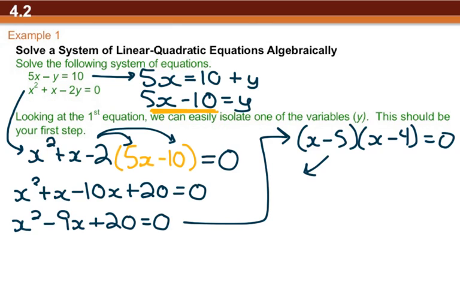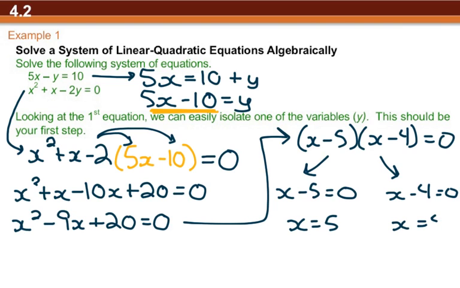We split this off because we know that either x minus 5 equals 0 or x minus 4 equals 0, which tells us that x is 5 or x is 4. Now, what separates the system of equations from just solving a quadratic equation is, in a quadratic equation, this would be the end. Why? We were only given 1 variable in a quadratic equation. In a system of equations, we're given 2.